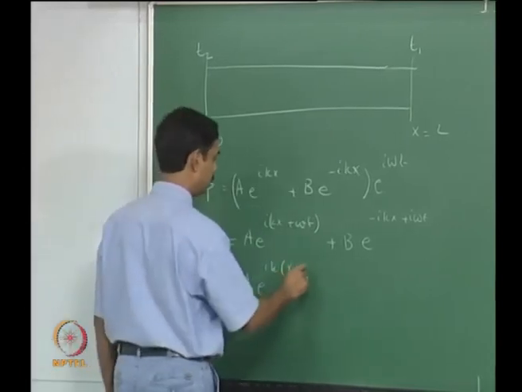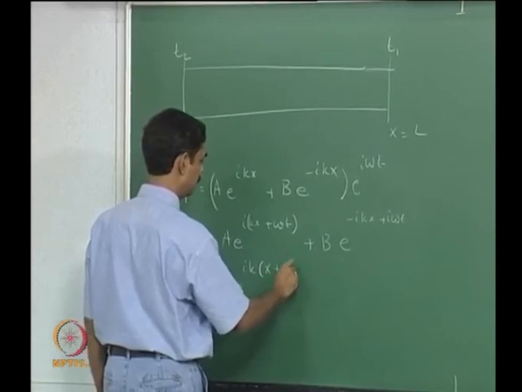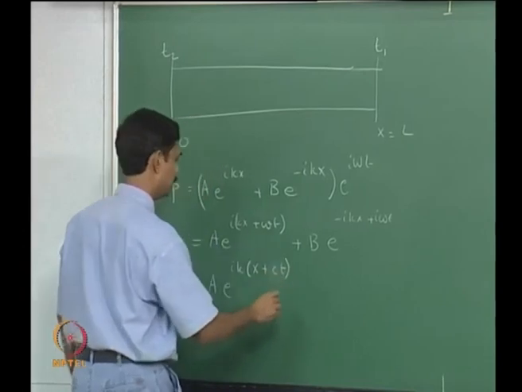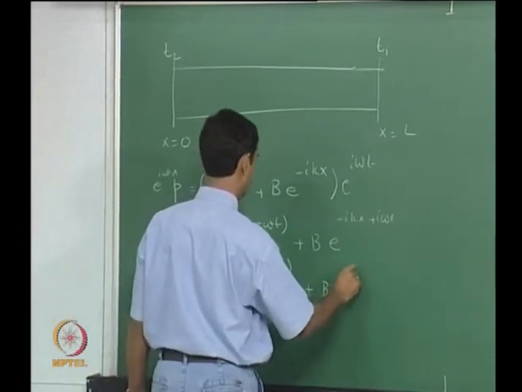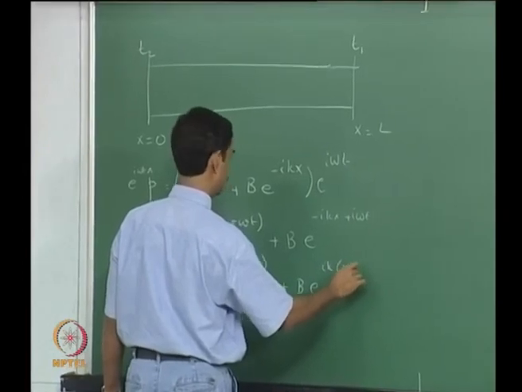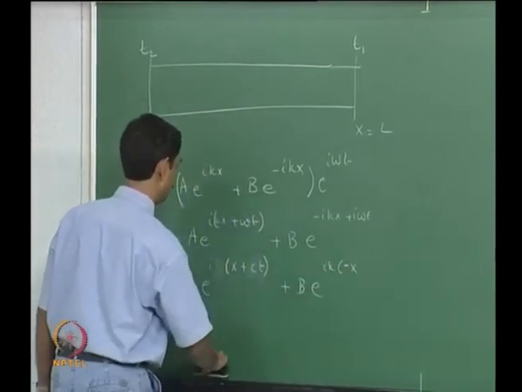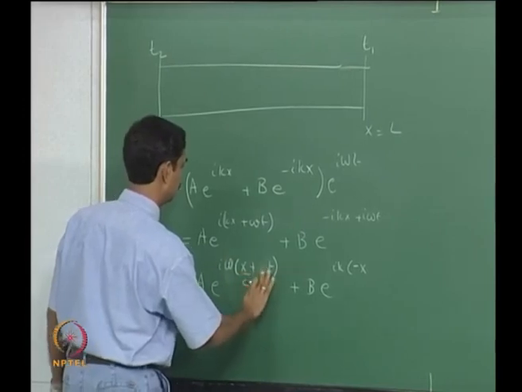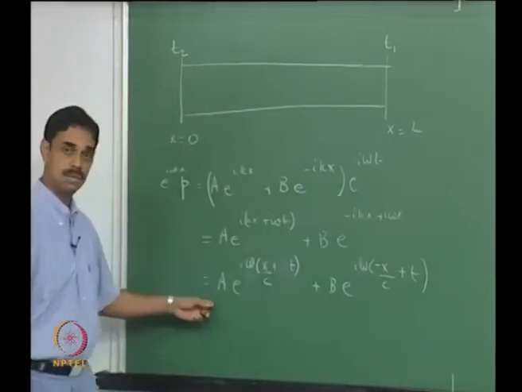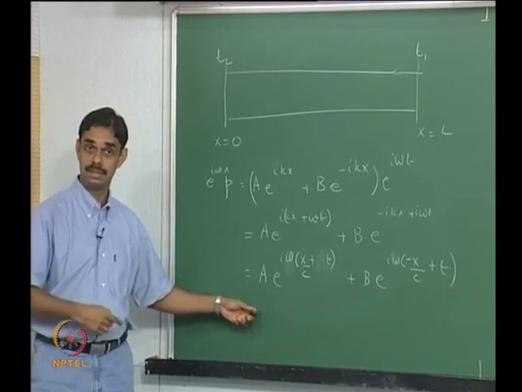This can be written as a e power i k into x plus omega over k t. With k equal to omega over c, this would be x plus c t. Right. So, plus b e power, I will take i k out, minus x, let me take omega out, so this will be x over c plus t. Is this okay so far? Did I make a mistake? Did you get this same?